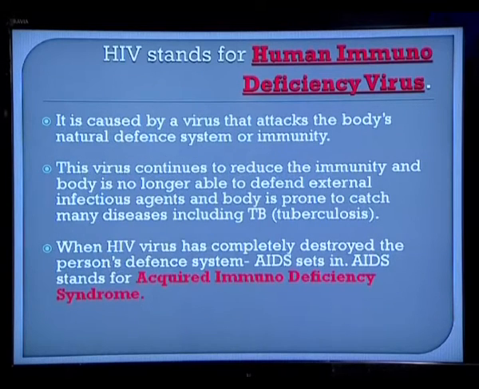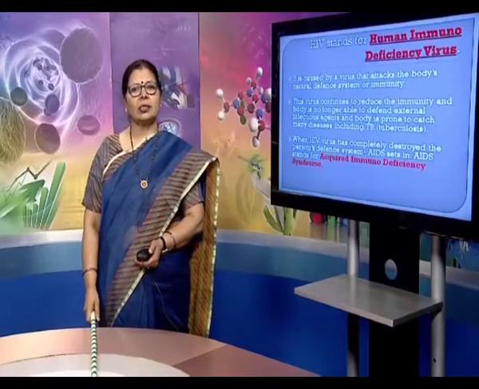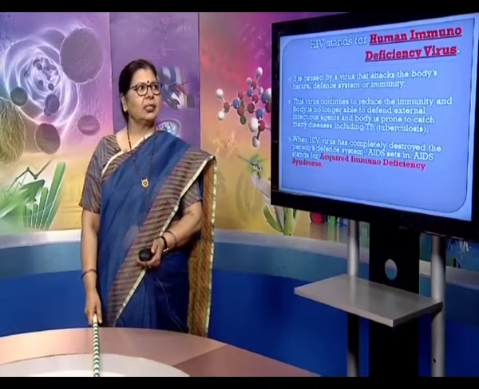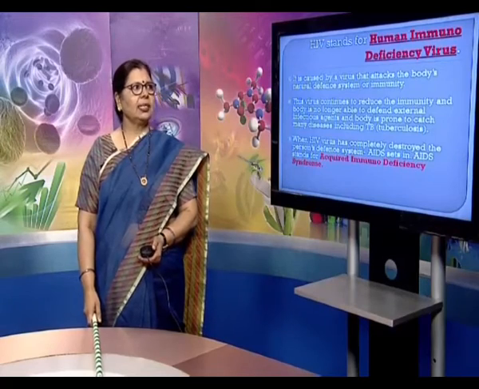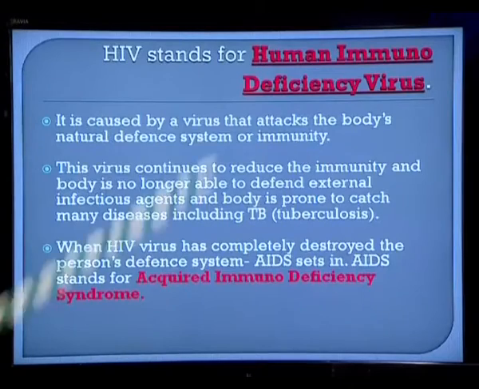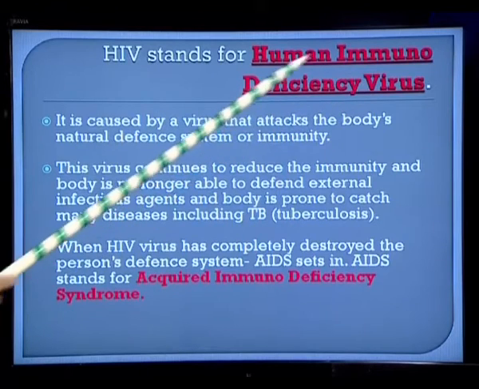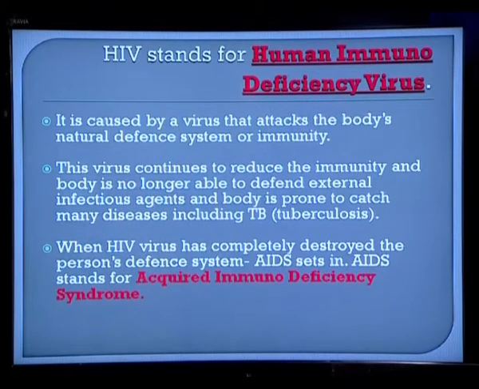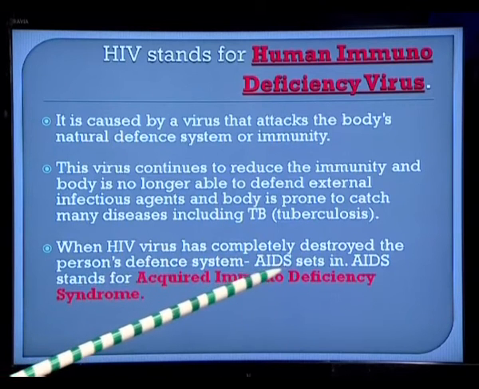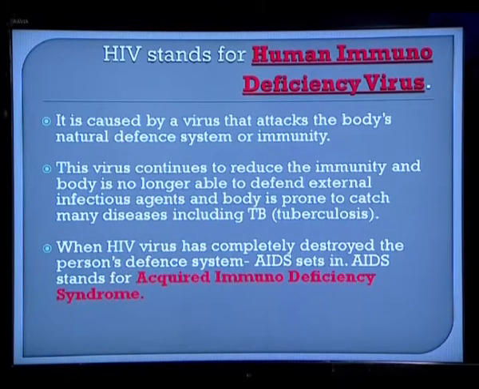Now, another dangerous communicable disease is HIV. HIV stands for human immunodeficiency virus. Now, be clear, HIV is not the name of the disease, it is the name of the virus. This is one thing. The name of the disease is acquired immunodeficiency syndrome, that is called AIDS. AIDS is the name of the disease and HIV is the name of the virus.